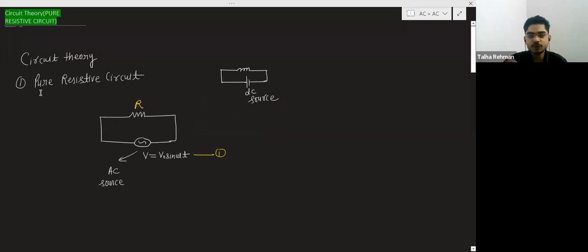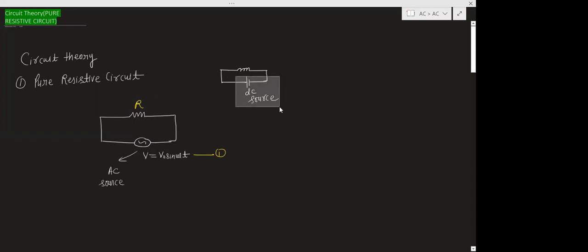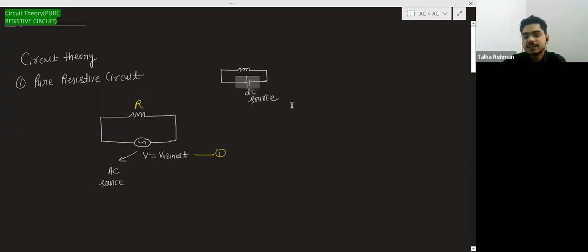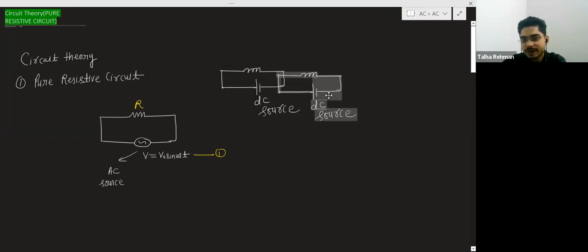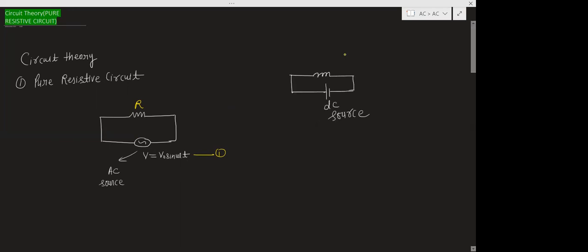So first is a pure resistive circuit. Pure resistive circuit means you have connected a resistor with an AC source. This is a DC source. This sign represents the cell. And cell is a DC source. We have discussed, cell is a DC source.